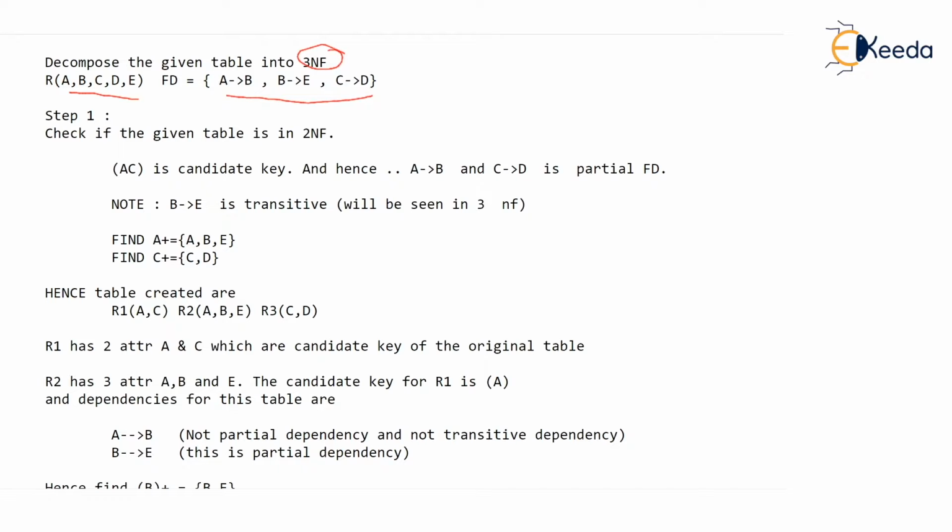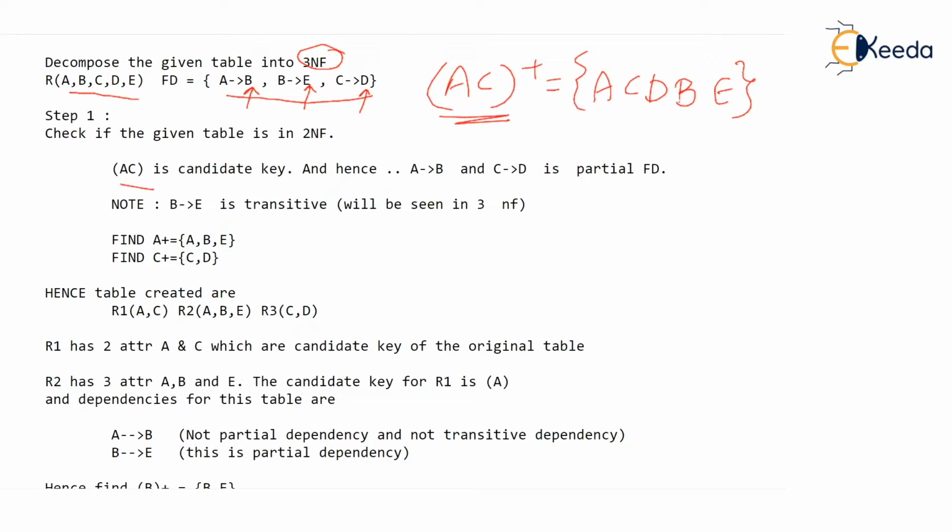Now, if you see the candidate key over here, the right hand side has B, E, and D. So basically, A and C are missing. And if you find AC closure on this table, AC closure will contain A, C will bring in D, A will bring in B, and B will bring in E. So definitely AC is the candidate key.